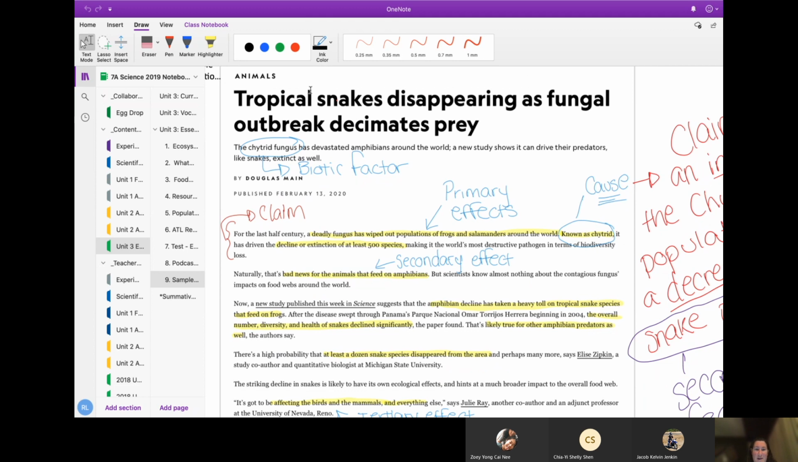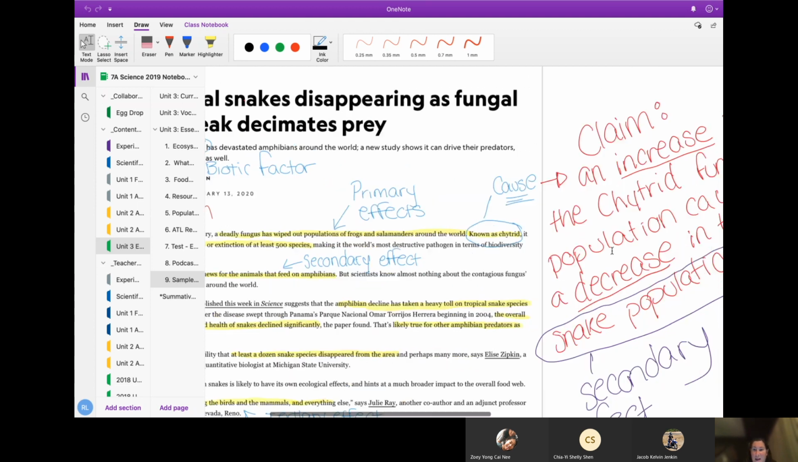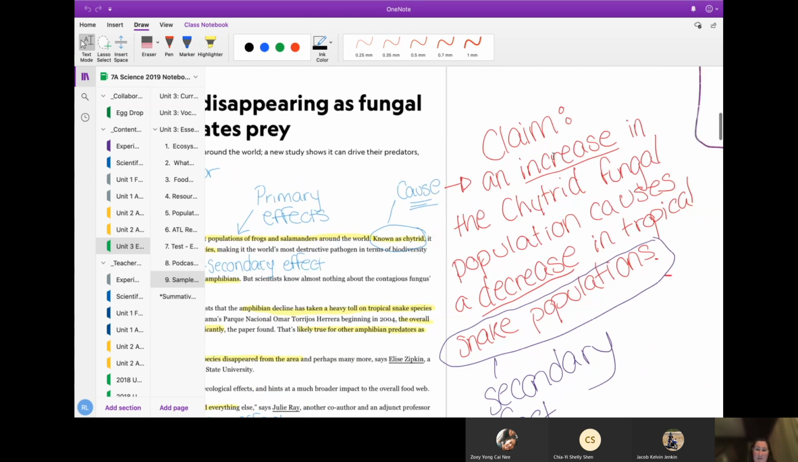But in the title, they talk about snakes. So they haven't mentioned snakes yet. So this is actually the primary effect here. This is the first thing that's happening. Think of it kind of like dominoes. And so I even just wrote notes on the side. I identified their claim. There's an increase in the chytrid fungal population, which causes a decrease in the snake populations. The snake part comes a little bit later on.